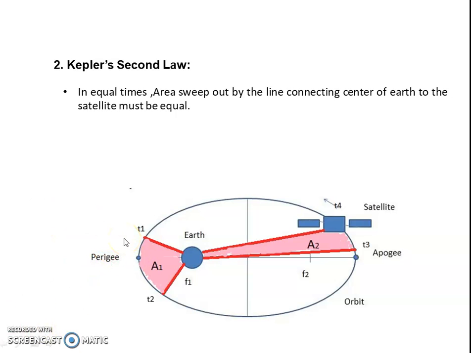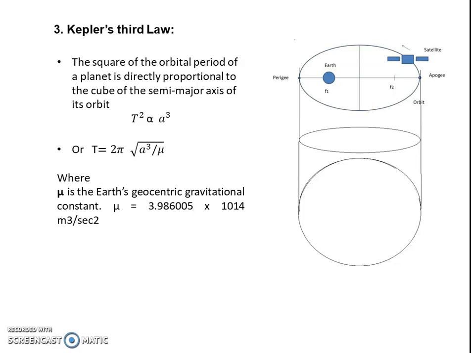So the next Kepler law is Kepler's third law. This law denotes that the square of the time period of any satellite in its orbit is directly proportional to the cube of the semi-major axis of its orbit. Or we can say T squared is directly proportional to a cubed.